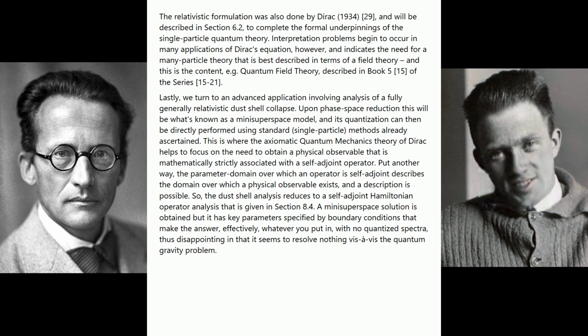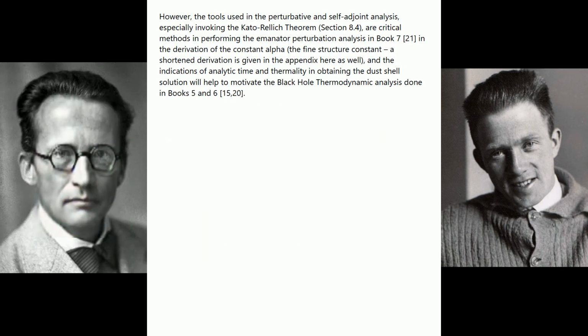A mini-superspace solution is obtained, but it has key parameters specified by boundary conditions that make the answer, effectively, whatever you put in, with no quantized spectra, thus disappointing in that it seems to resolve nothing vis-a-vis the quantum gravity problem. However, the tools used in the perturbative and self-adjoint analysis, especially invoking the Kato-Rellich theorem, section 8.4, are critical methods in performing the emanator perturbation analysis in Book 7 in the derivation of the constant alpha. The fine structure constant, a shortened derivation, is given in the appendix here as well, and the indications of analytic time and thermality in obtaining the dust shell solution will help to motivate the black hole thermodynamic analysis, done in Books 5 and 6.